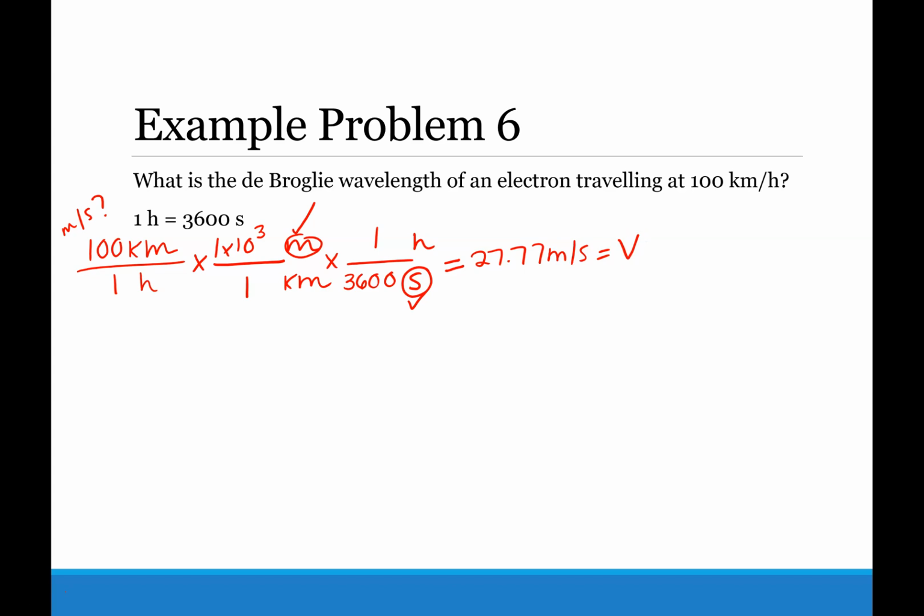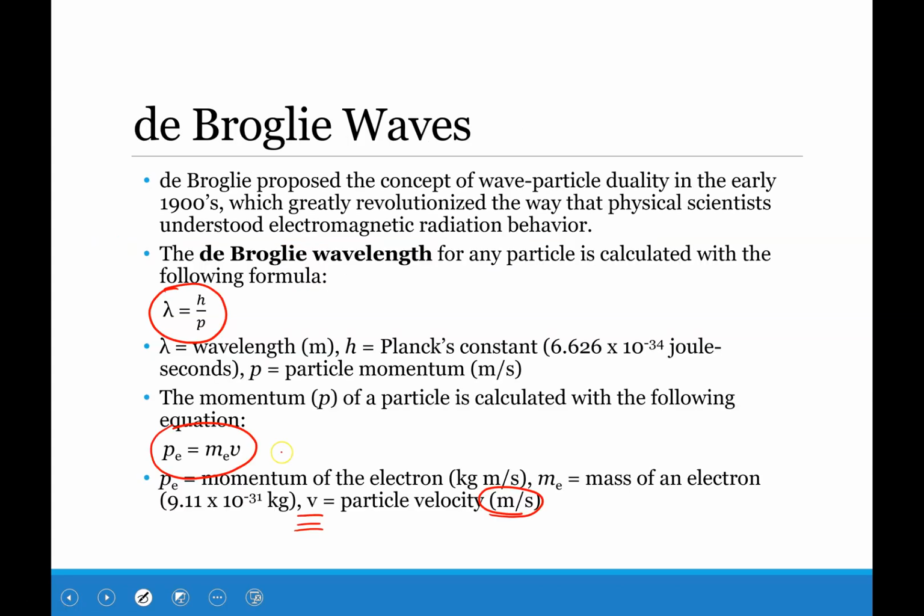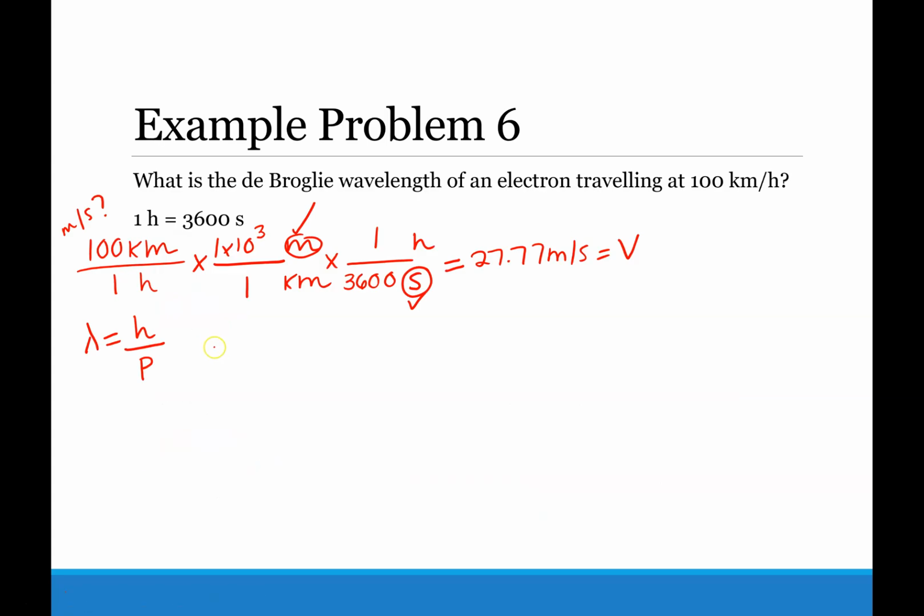So if we look at the de Broglie wavelength formula, it looks like this. So wavelength equals h, which is Planck's constant, divided by p, which is going to be particle momentum. There's not a velocity anywhere in that equation. And so that's what I meant by us having to bounce back and forth between this equation and this equation, because the bottom equation has the velocity in it. So particle momentum equals the mass of an electron times that velocity. And so we've calculated V here.